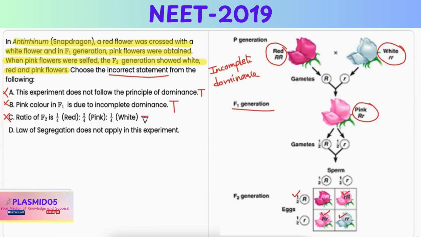Option D, law of segregation does not apply in this experiment. Now, this is false. The law of segregation does apply in this experiment, as the alleles segregate independently during gamete formation, resulting in the observed F2 generation ratio 1:2:1. Now, incomplete dominance does not violate the law of segregation. It only affects the expression of alleles in the heterozygous state. Hence, this is the correct option.